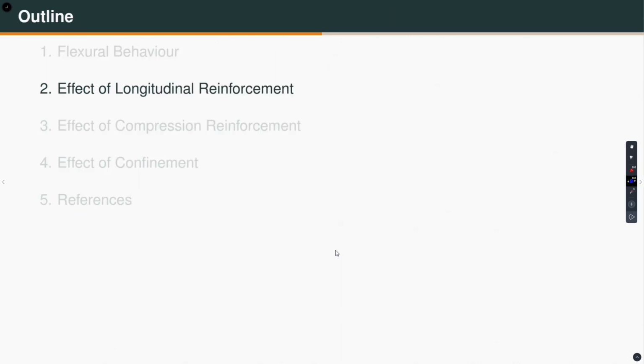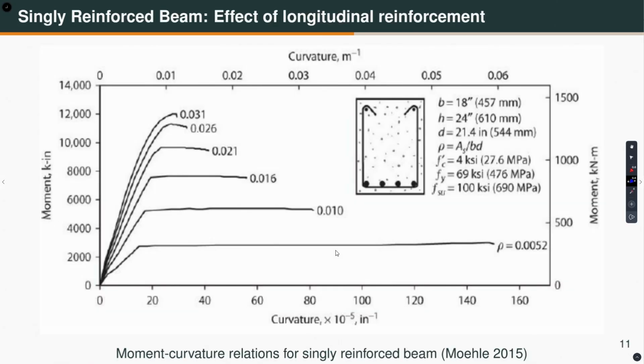Now let us talk about the effect of longitudinal reinforcement. Here again I am showing you some data obtained by doing a moment curvature analysis of a cross section which is under-reinforced. There are some small bars which are ignored. There are 4 bars here, the details are given here. Rho is the percentage of the tension steel. Now, when rho is small, let us say 0.0052, this is the behavior.